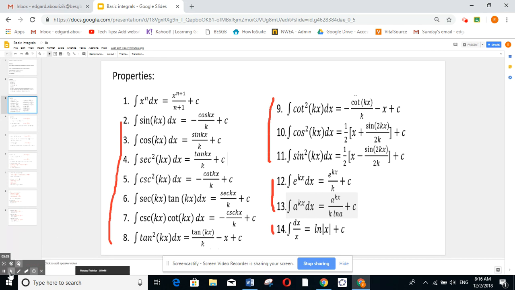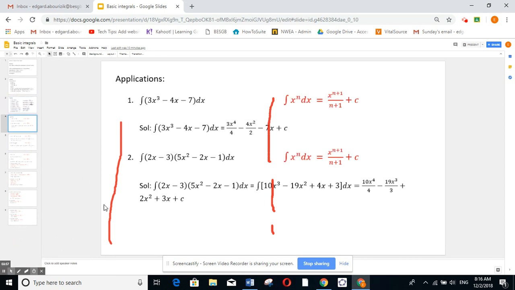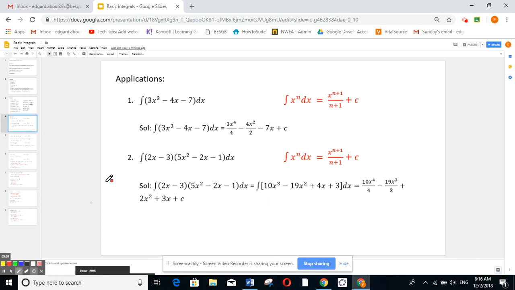We're going to move gradually through these integrals by example. Find the integral of 3x cubed minus 4x minus 7. This is of the form x to the n, where the integral of x to the n is x to the n plus 1 over n plus 1. So for 3x cubed, you add 1 to the power, so it will be 3x to the 4 over 4 because 3 plus 1. Here the power already is 1, you add 1, it will be x squared over 2. Here I don't have x, so it's minus 7x plus c.